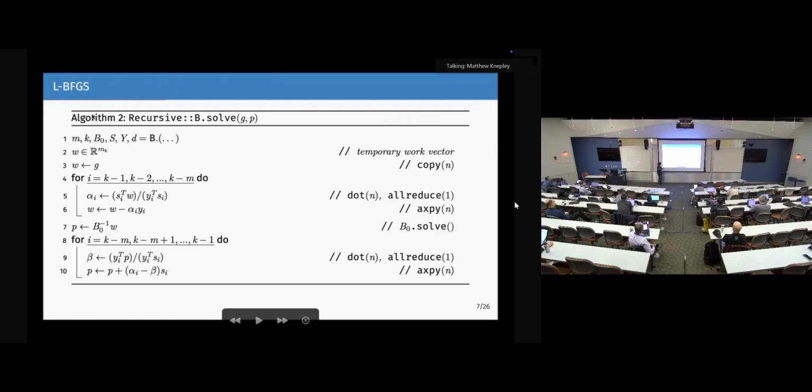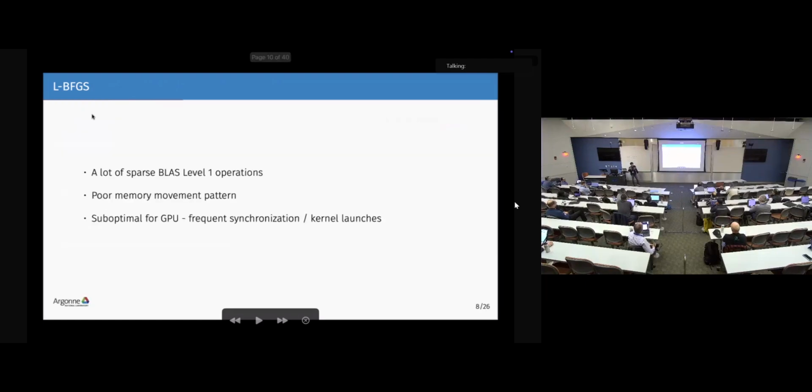in this pseudocode. So as you can see, there are a lot of level 1 BLAS operations here. That'll be k minus m times dot plus AXPY, and the same for the second for loop. So yeah, there are a lot of sparse BLAS level 1 operations, and it has a rather poor memory movement pattern. It can be very suboptimal for GPU because it requires very frequent synchronizations and kernel launches.